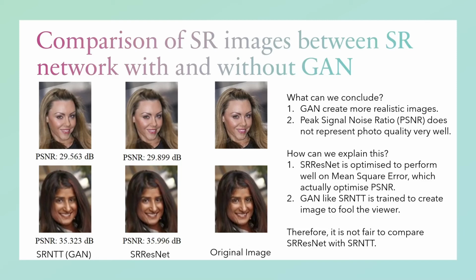SRResNet is actually optimized in the mean square error, which also optimizes PSNR. A GAN network like SRGAN is trained to create images that fool the viewer into believing them to be natural images, thereby producing a perceptually nicer output. Therefore, it's not fair to compare SRGAN with SRResNet. A GAN variant of SRResNet, SRGAN, will be used in the subsequent experiments as the baseline.